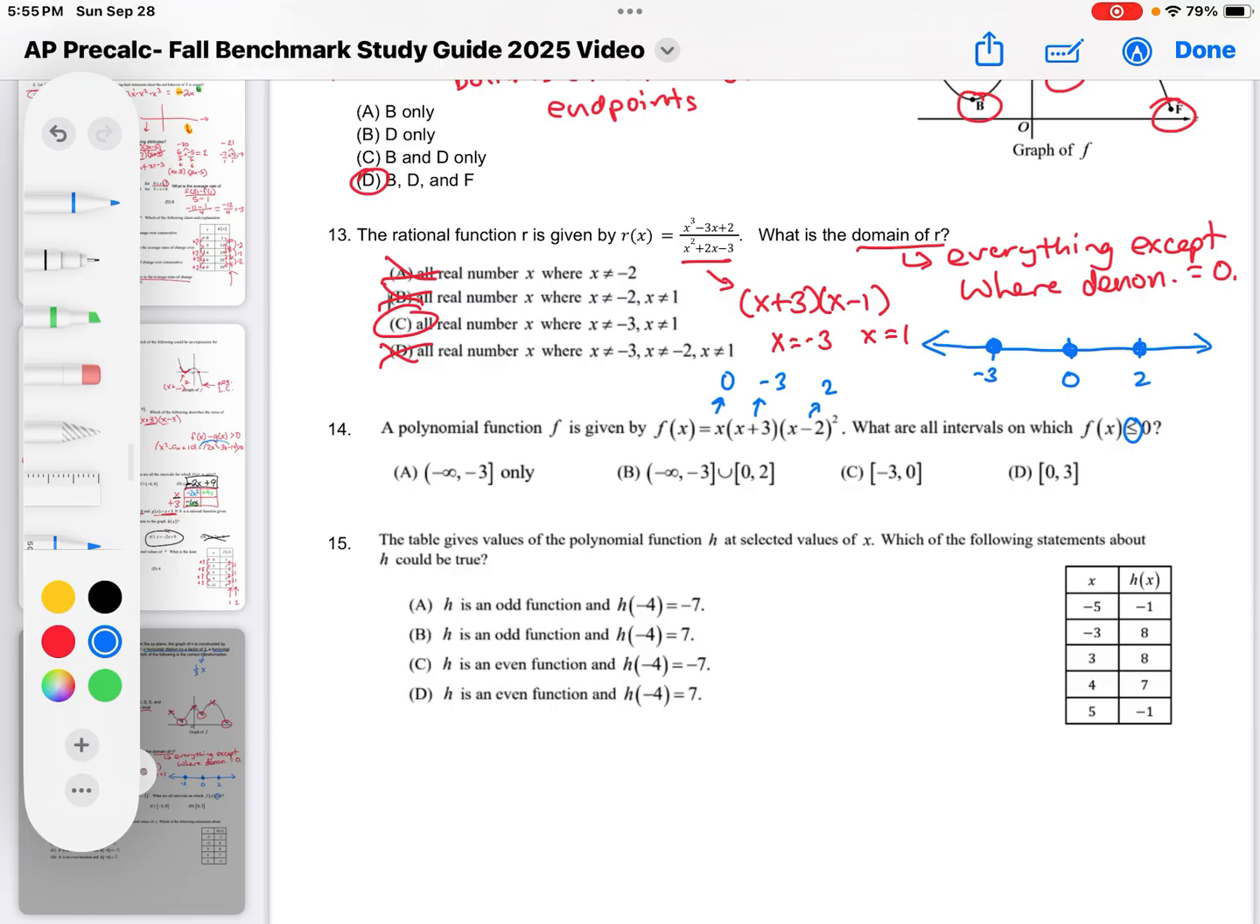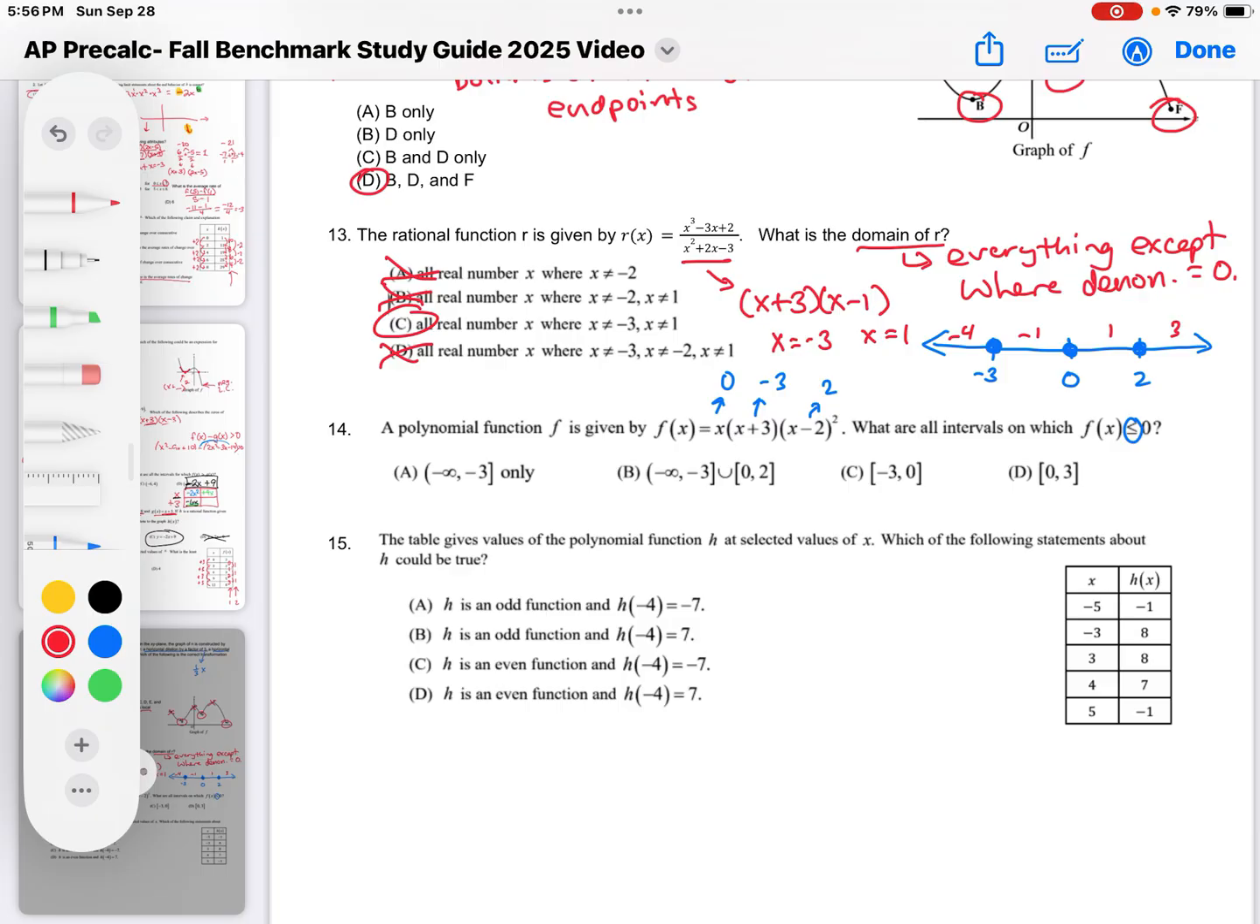Okay, this is just a polynomial. It's not a rational function. So if the inequality has an equal to, all your circles will have an equal to. But when you look at your answer choices, they already have all the brackets in there. So really, if you didn't put the closed circles, it's not going to matter. Okay, so let's go ahead and pick our test numbers. I'll do -4, -1, 1, and 3.